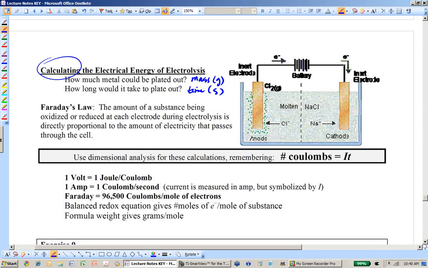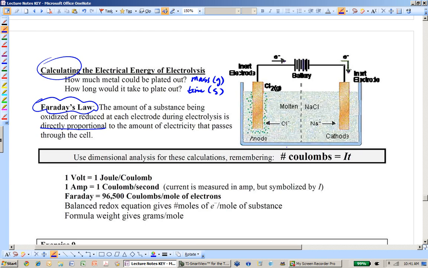In order to do these calculations, we use Faraday's law. Faraday's law simply states that the amount of substance being oxidized or reduced at each electrode during electrolysis is directly proportional to the amount of electricity that passes through the cell. This is a dimensional analysis fest. All of those skills you've acquired up to this point are going to come in really handy.